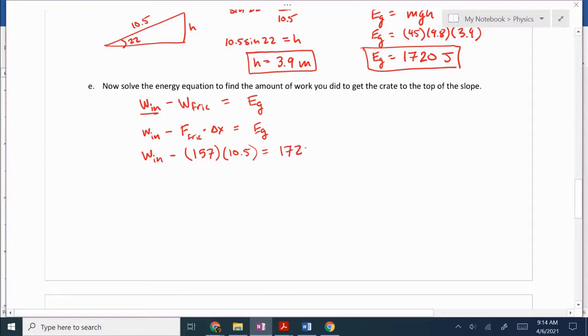That's 1,720. So it's the amount of energy I put in, minus, right, I lose a little bit to friction, is equal to basically the gravitational energy I've given. So let's see here, that's going to be 157 times 10.5, 16. Okay, by a little bit, I mean most of it we lost. Oh no, like half of it, right?